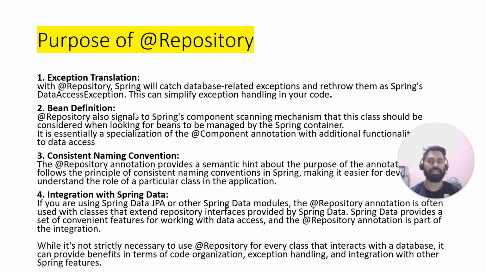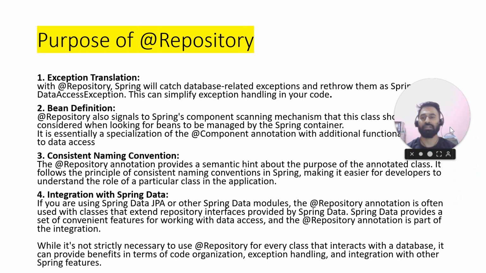The third purpose is a consistent naming convention. The @repository annotation provides a semantic hint about the purpose of the class. It follows the principle of consistent naming convention in Spring, making it easier for developers to understand the role of a particular class in an application. In a Spring project, we divide the code into different layers. There is a repository layer which connects with the database. With @repository, the developer will understand that this is a repository layer, and we can write the code for interacting with external resources or the database. So this provides a naming convention and lets the developer know the particular reason for the class.